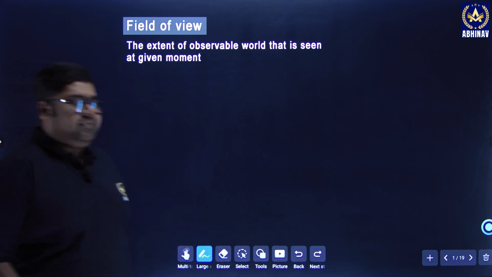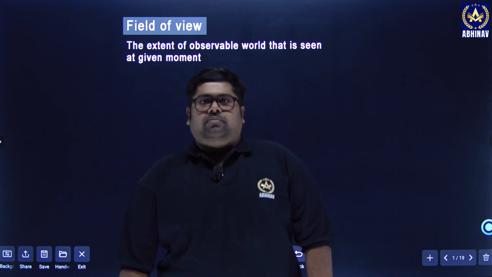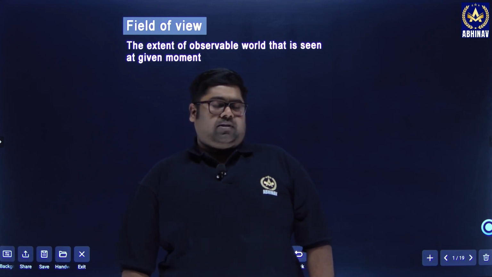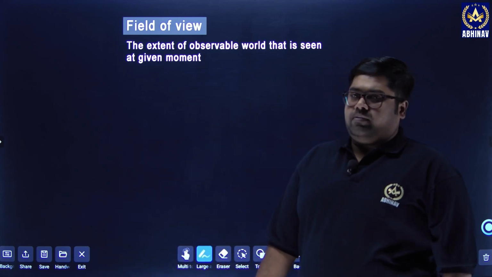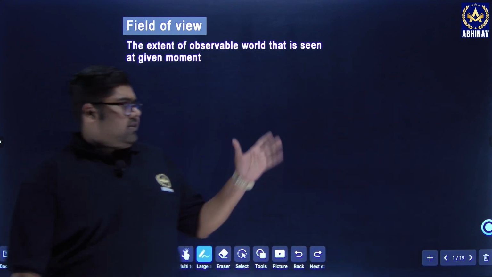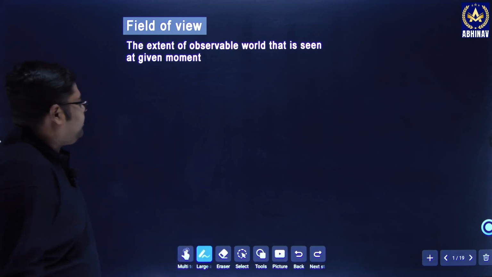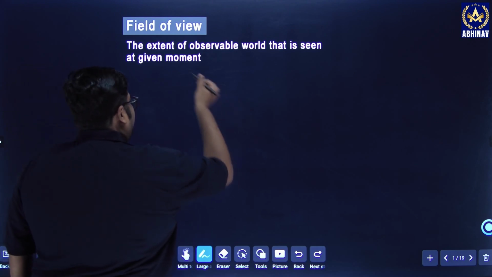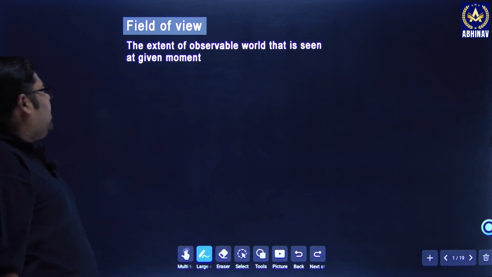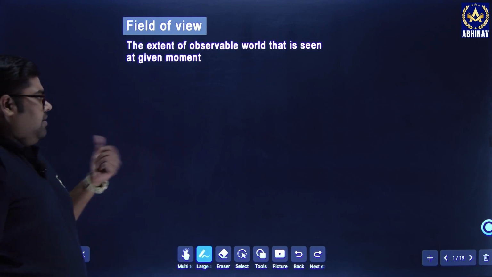So in the last lecture, we discussed the properties of the images formed by the plane mirror. Now here we will discuss field of view. Now what is field of view? Especially for JEE students, this concept is very important. It's an easy one. So let us suppose it is the extent of the observable world that is seen at a given moment. A heavy definition, but let us see what it actually means.